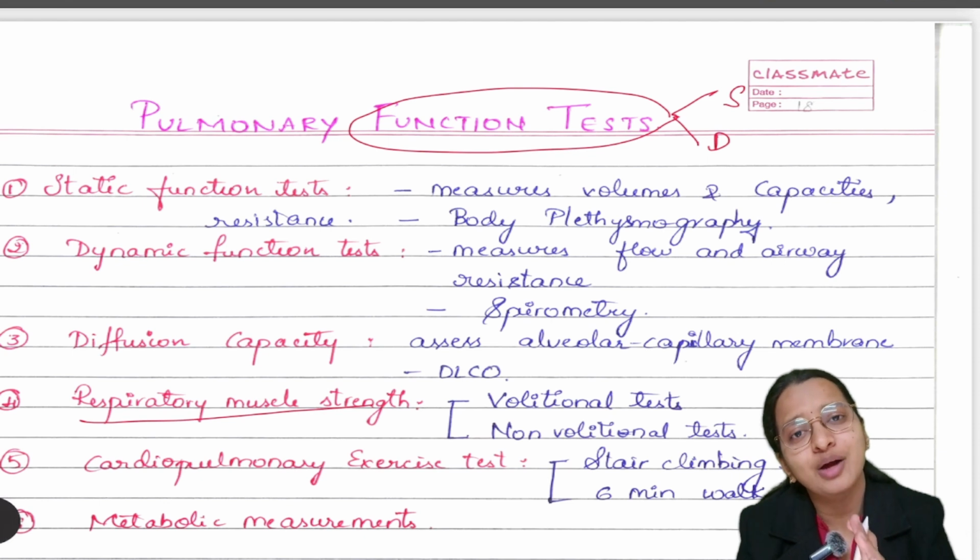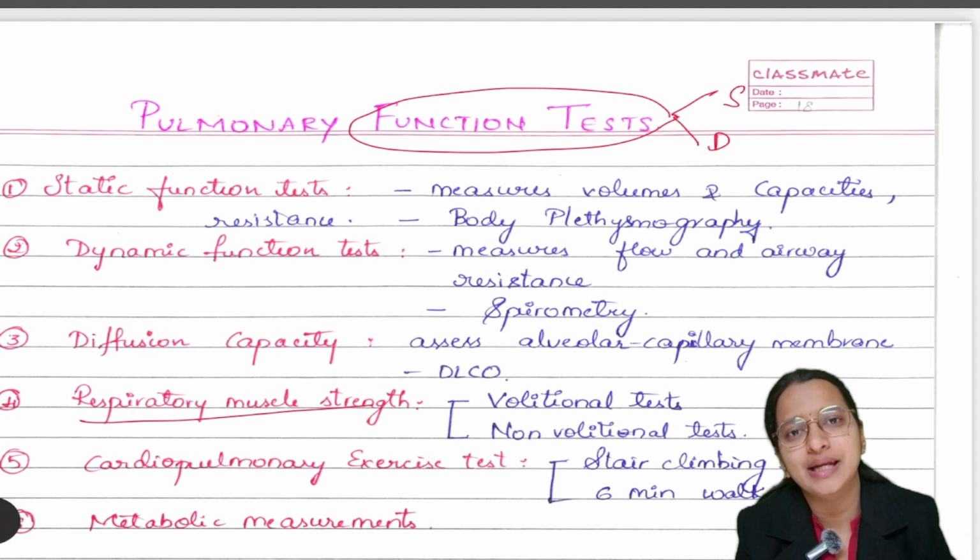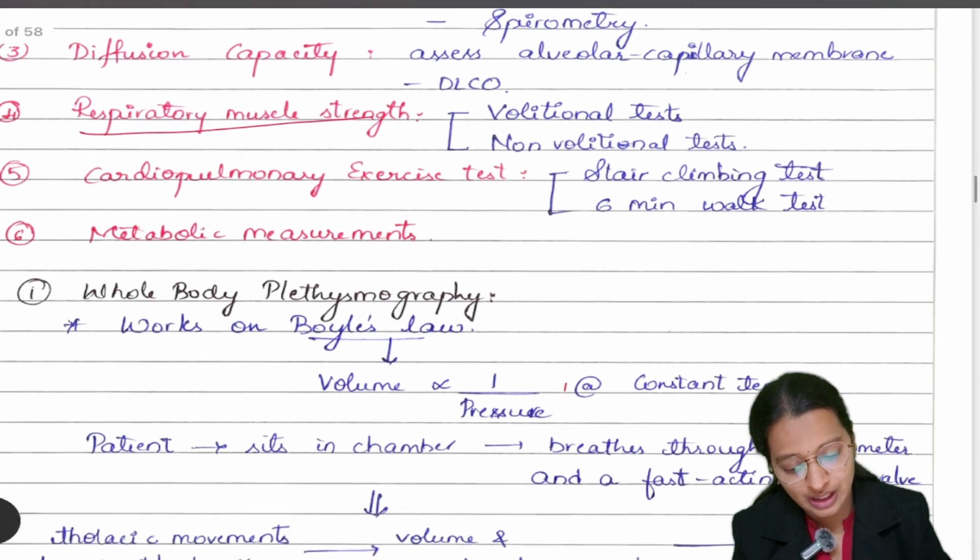Now you have to have good cardiac reserve also along with pulmonary reserve, right? So you'll be seeing cardiopulmonary exercise testing. And the final one is metabolic measurement. Let us see one by one.